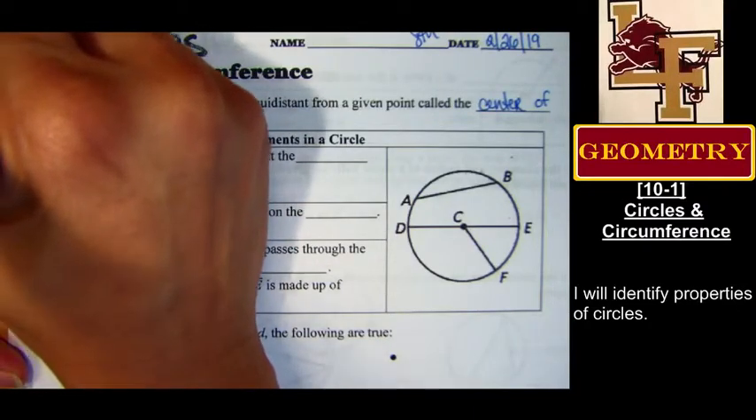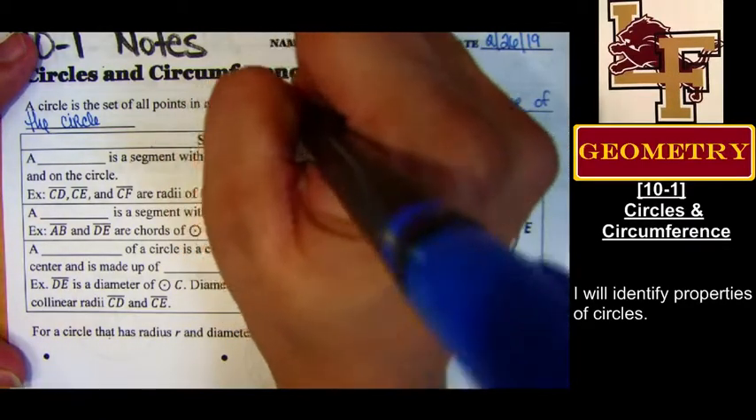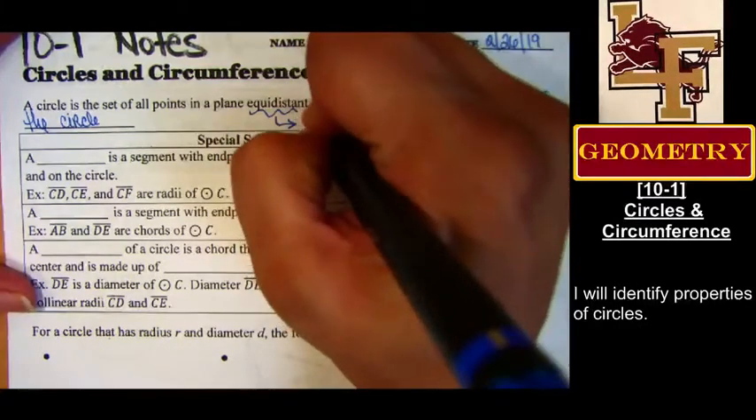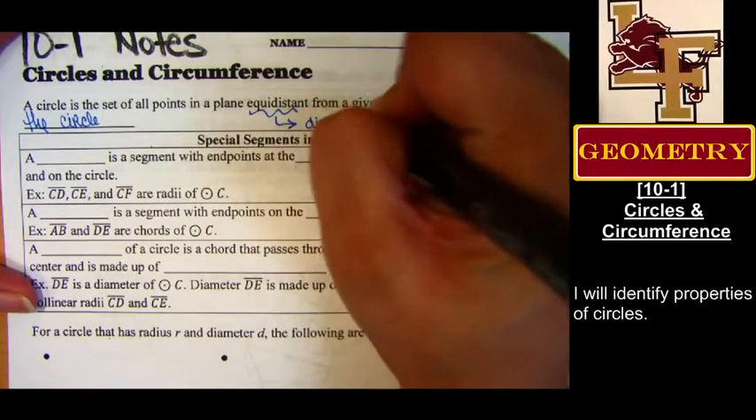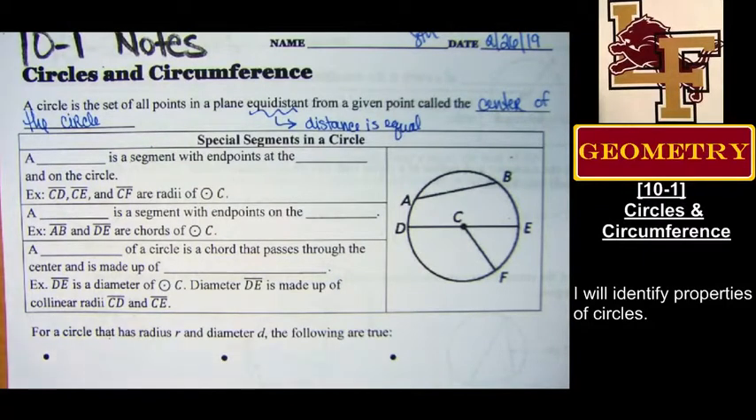And I want to make sure that we all know what the word equidistant means. What does equidistant mean? Distance. Yeah, distance is equal. So these are all the points that the distance is equal to some point that I said was the center. Good. We have three special segments in a circle.